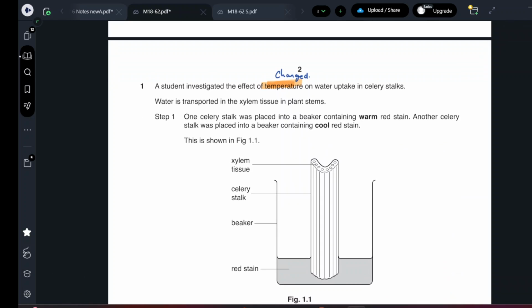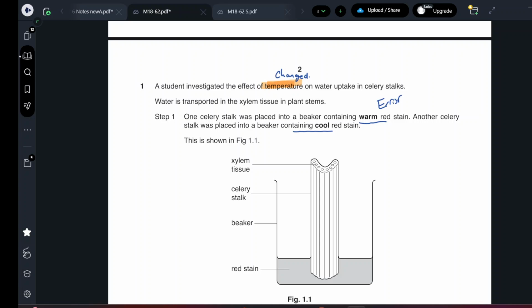Water is transported in the xylem tissue in plant stems. One celery stalk was placed in a beaker containing warm red stain, and another celery stalk was placed in a beaker containing cool red stain. In any experiment with temperatures, can I leave the warm beaker on the desk without monitoring? No, I cannot leave it, because it will cool down or reach room temperature. So this is a source of error.